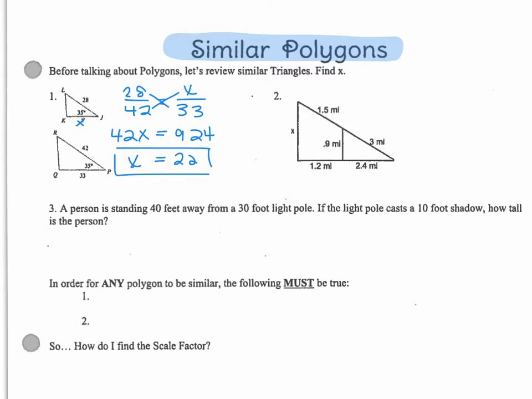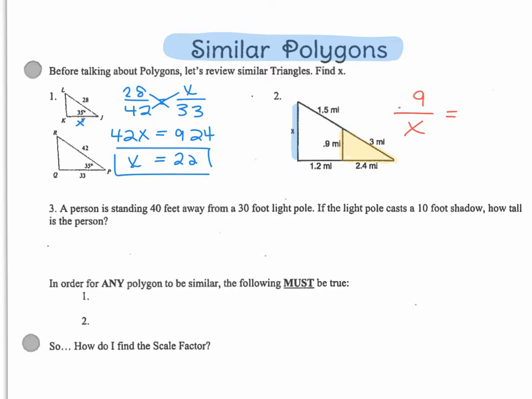If I look at the next one, notice I have triangles that are stacked on top of each other. This is where I usually highlight my little triangle just so my brain can see it. So if I highlight my little triangle, it's right here. And I'm looking for x, which is one of the sides of my big triangle. Since I'm looking for x, what does x correspond to on the little triangle? Well, it corresponds to 0.9. So I'm going to do 0.9 over x just to make sure that I get x in my proportion.